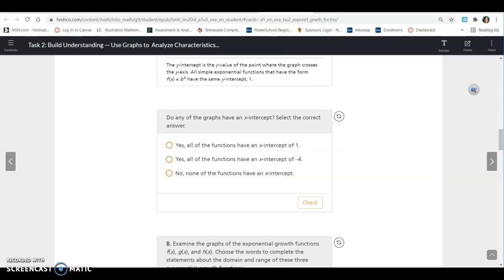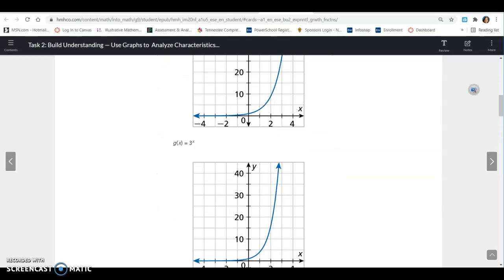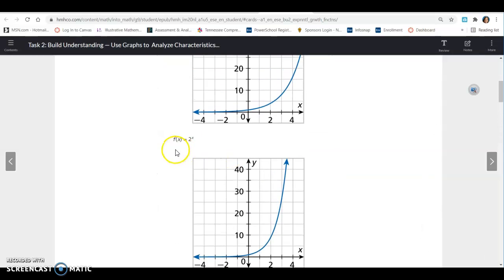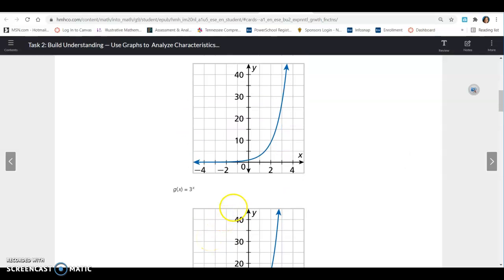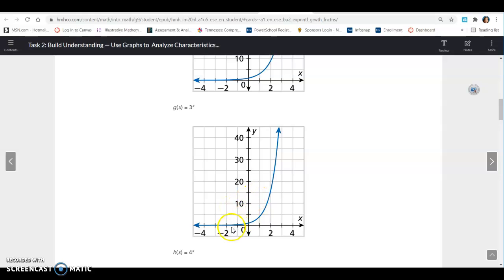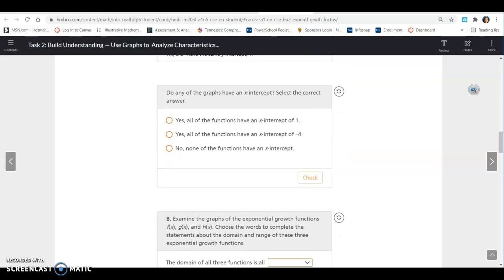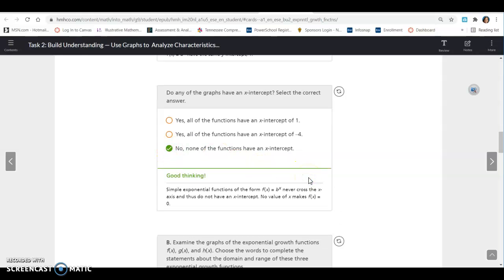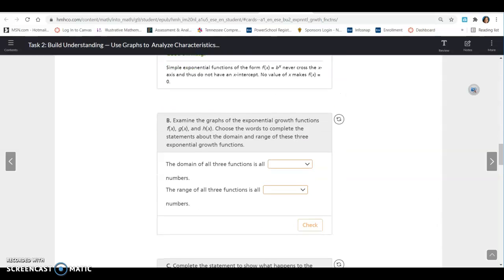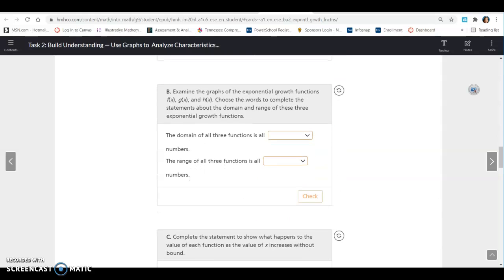Does any of the graphs have an x-intercept? An x-intercept means they would cross the x-axis. It looks like it's there, but it's not actually going to touch the x-axis. So none of these will have an x-intercept, and the answer is no. It's going to approach it and get very, very close to it, but it doesn't actually touch the x-axis.